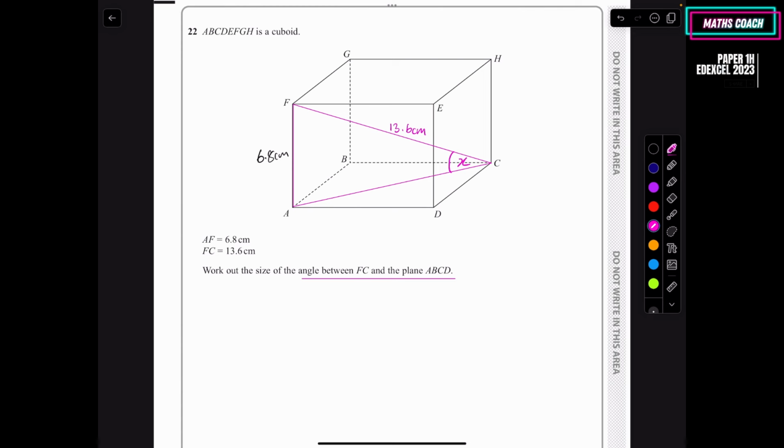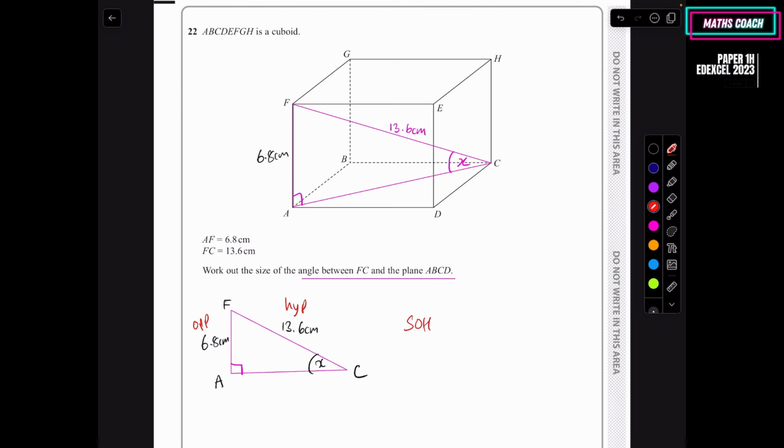Let's call that X. Now if we draw this triangle in 2D, so we can have a proper look at it like this. Okay, there's our right angle, which is here. That is FA, and we know that's 6.8 centimeters. And the angle that we're looking for is right there, and that's our C. So we know that this is 13.6 centimeters. So how can we find this angle? Well, we can use trigonometry because it's a right angle triangle. We can call this the opposite side, and this is the hypotenuse.